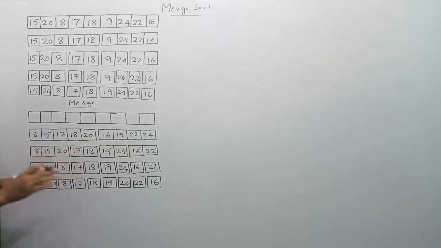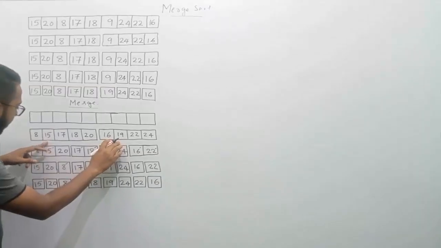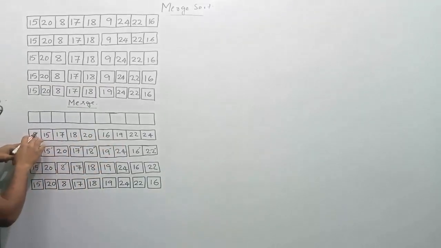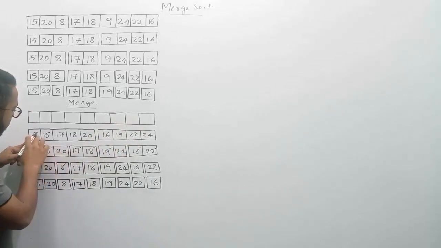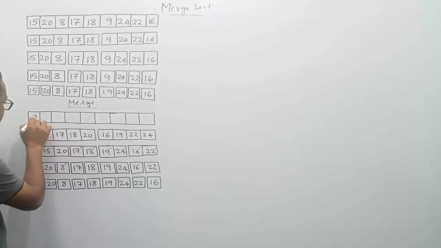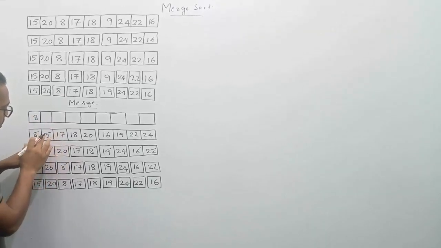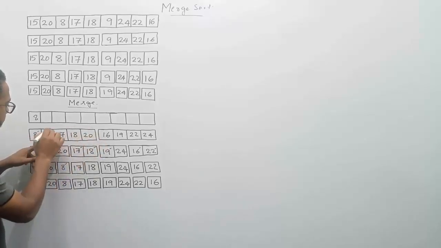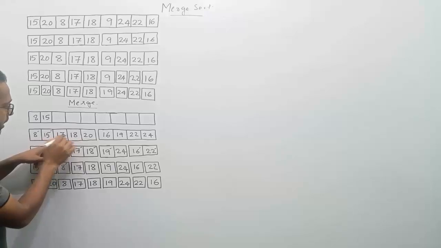Next, we need to perform the same thing for the elements of the left sub-array and right sub-array. So we need to compare 8, the first element of the left sub-array, with the first element of the second sub-array. Out of 8 and 16, 8 is minimum, so we'll just bring 8 here. Okay, next 8 is done. Now we need to compare 15 with 16. 15 is minimum.